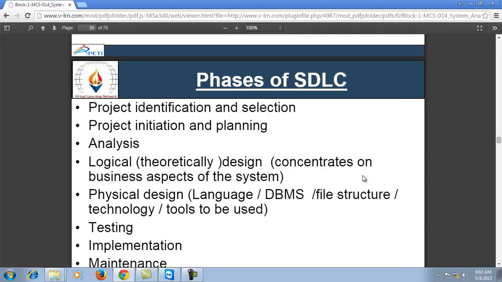Next is DFD, as you are aware, data flow diagram. It basically reflects the dynamic view of the data, that is, how your data in the entire system is moving from one place to another place. Right?